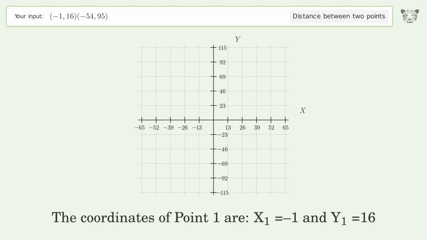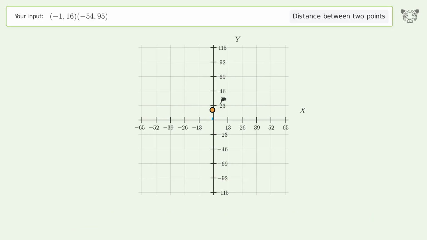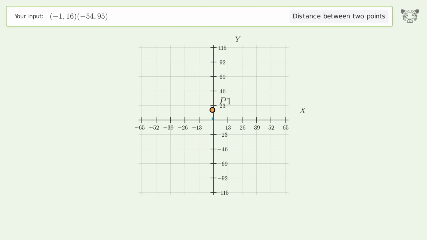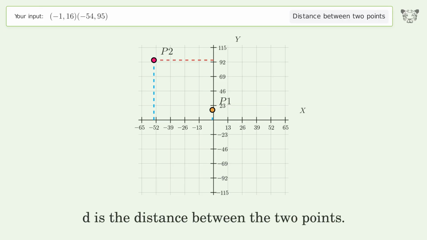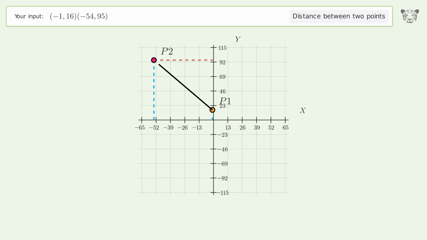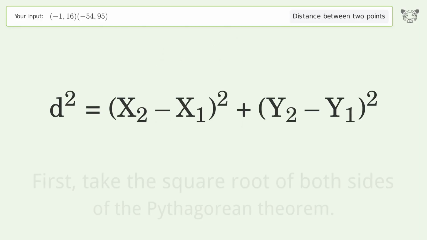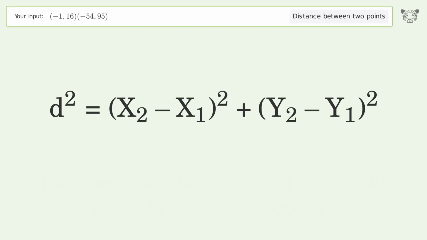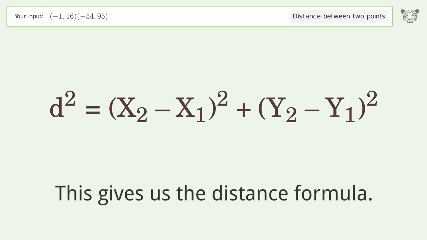The coordinates of point 1 are x1 equals -1 and y1 equals 16. The coordinates of point 2 are x2 equals -54 and y2 equals 95. D is the distance between the 2 points. First, take the square root of both sides of the Pythagorean theorem. This gives us the distance formula.